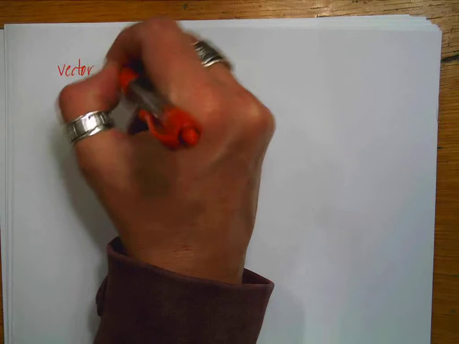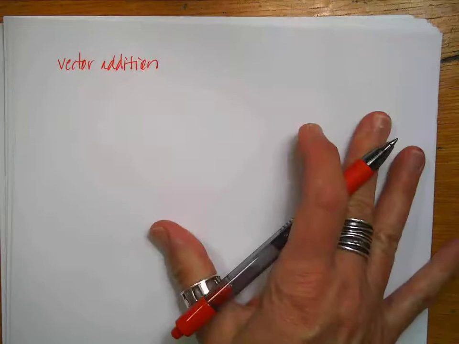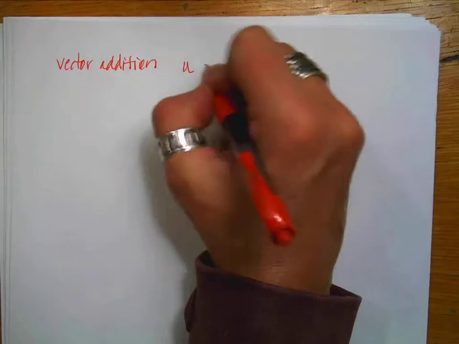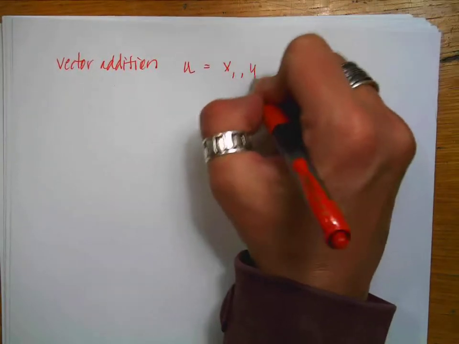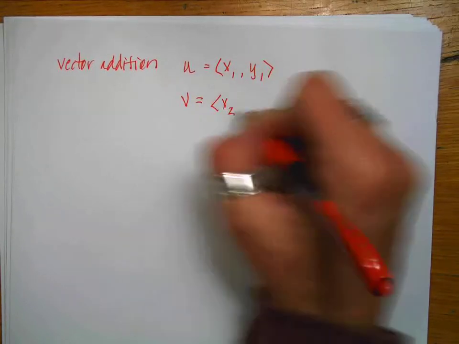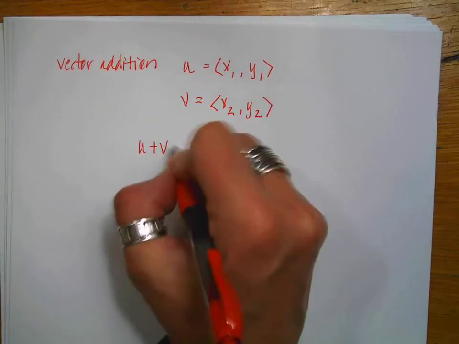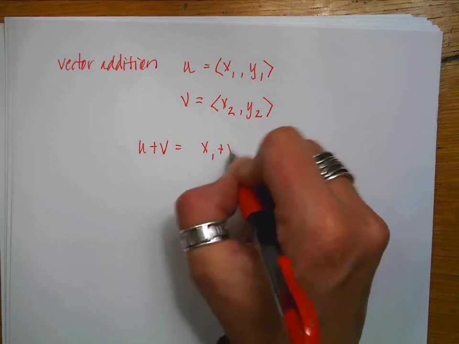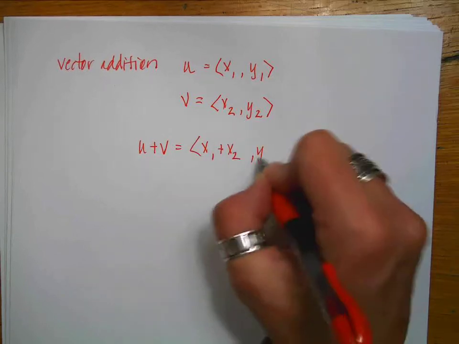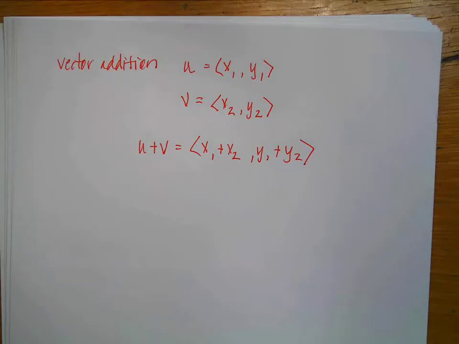Alrighty, I can also do my vector addition algebraically, and algebra is often easier. So if my U has components of x1 and y1, and V has components x2, y2, then U plus V is going to equal the x's play together and the y's play together. And that would be the component form of adding those two vectors together.